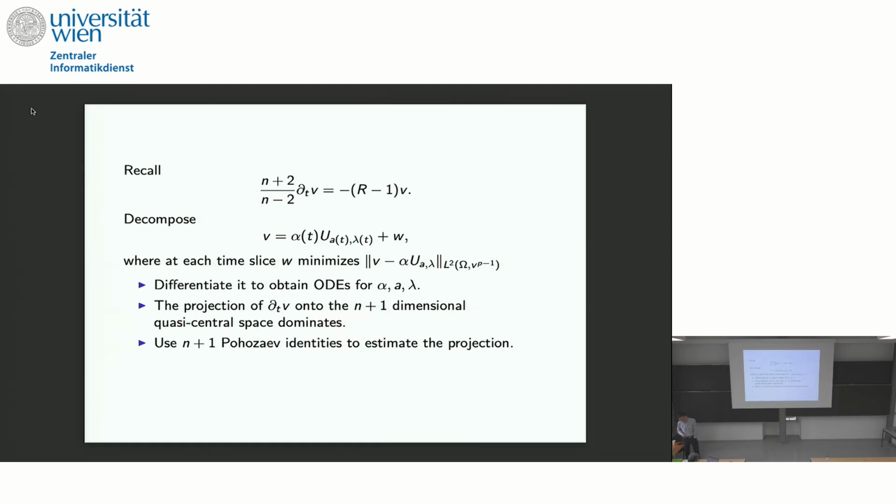So we differentiate V using the ODE of V. So we have the ODE for alpha, A, lambda, and then we project this derivative of V into this n plus 1 dimensional quasi-central space, because in that case, this n plus 1 central space will dominate, and the others are small terms. Okay. And then we have n plus 1 ODEs, and we have n plus 1 orthogonality identities, so that we can do the estimate.